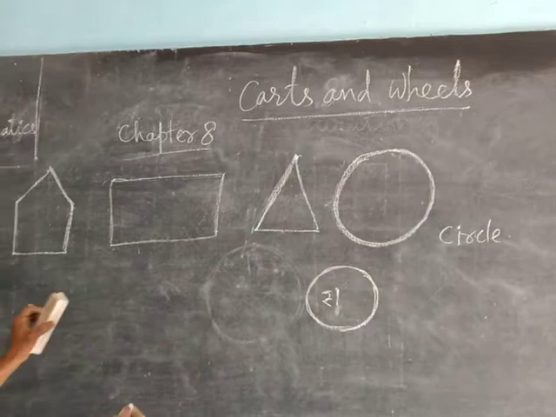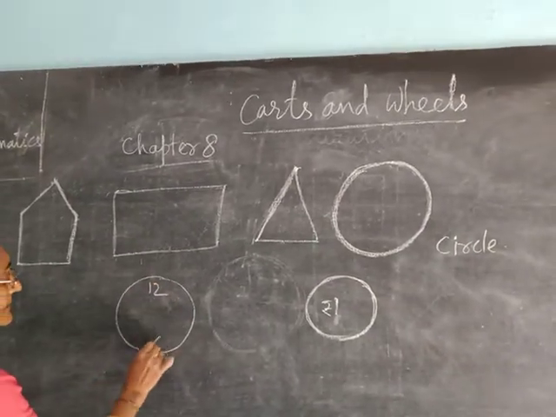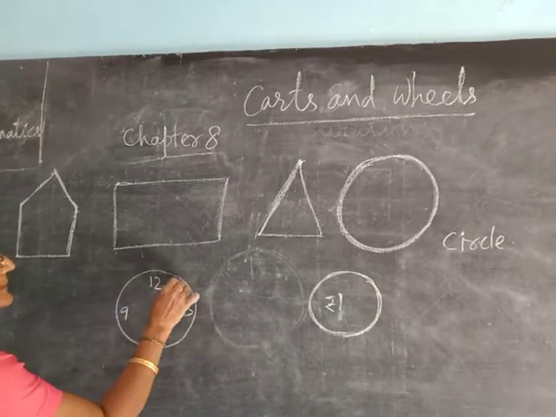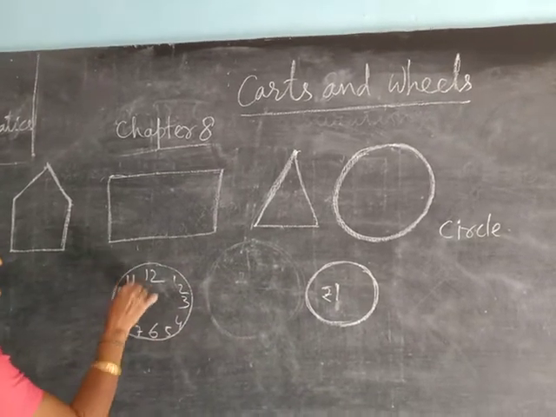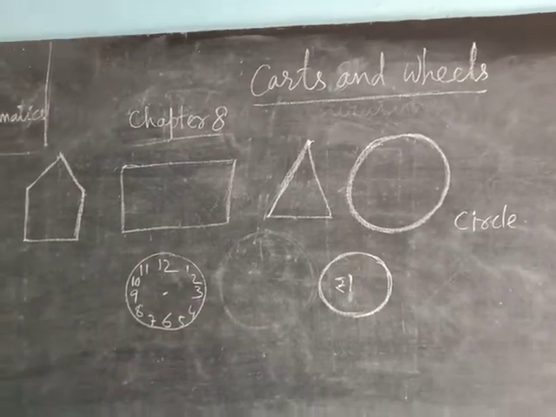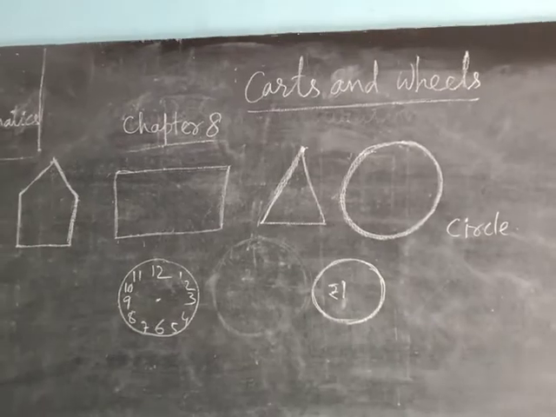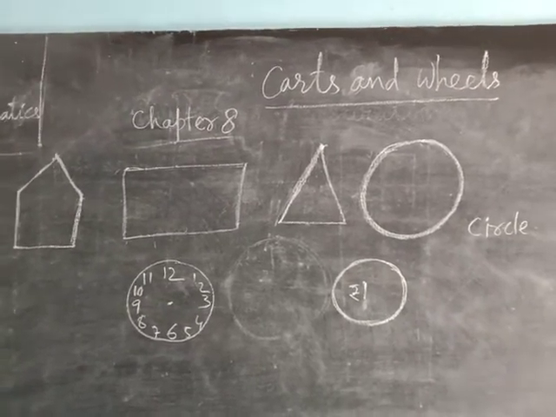Another thing is there, that is a watch. You know, like this, it is also a circle. The shape of the watch is a circle. This is also an example. Then these are examples of circles.